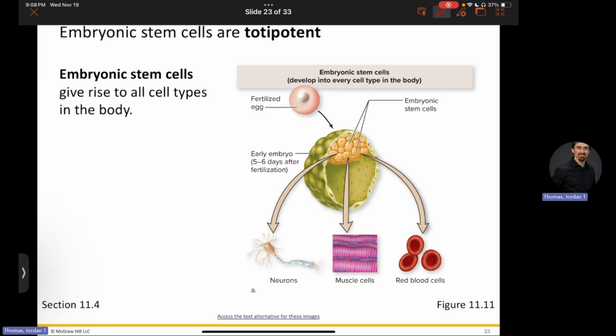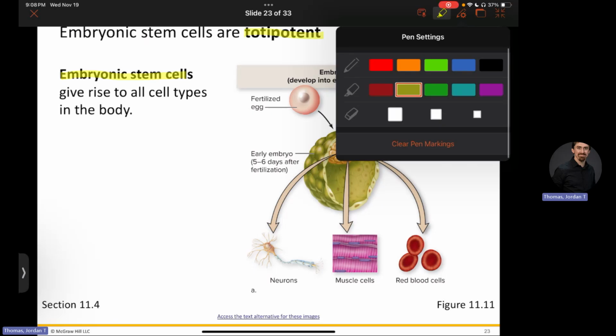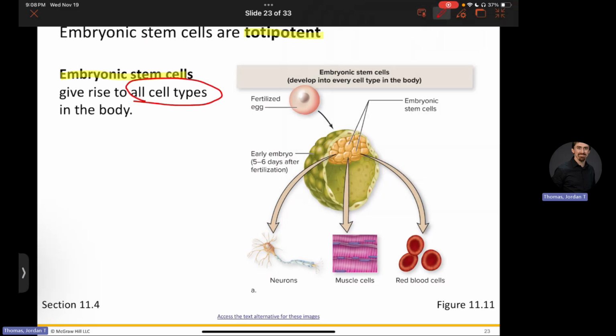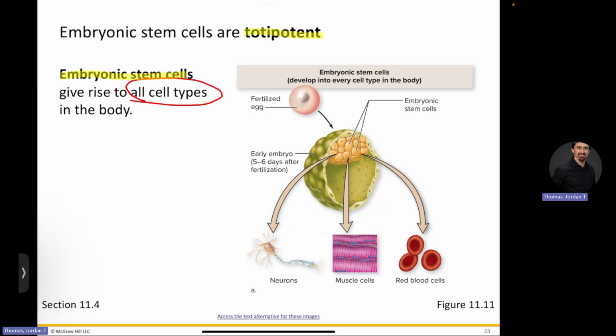And there's different types of stem cells. Embryonic stem cells that are totipotent. Totipotent, these are embryonic stem cells that give rise to all types of cells, all cell types. So embryonic stem cells are totipotent. They can produce any type of cell in the body, and it's incredibly useful. So these embryonic cells can be used in a wide variety of ways because they can produce any cell in the body.